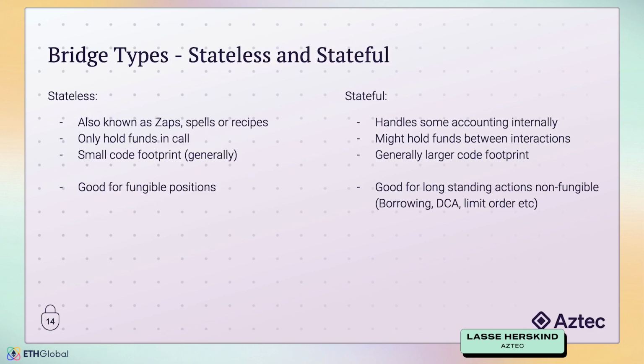And then you have the stateful ones, which handle some accounting internally, and they might hold funds between transactions. Generally, you have a larger footprint for these because they need to handle the accounting, and they are often useful for longer-standing actions that are non-fungible. So if you have a borrowing position, or if you're doing DCAing or limit orders, stuff like this is useful.